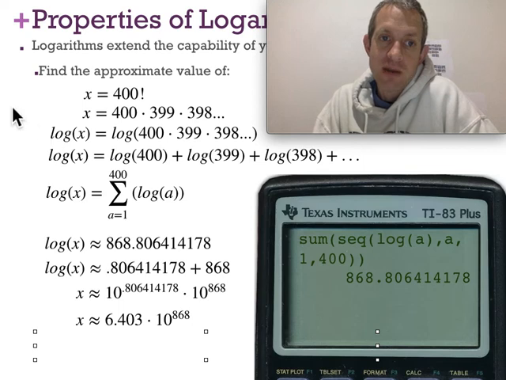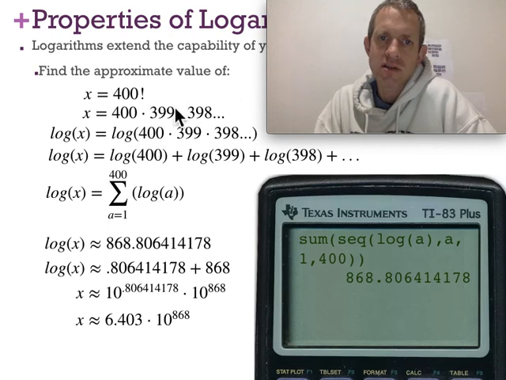So anyhow, that's kind of cool that we can outsmart our calculators by using log properties.